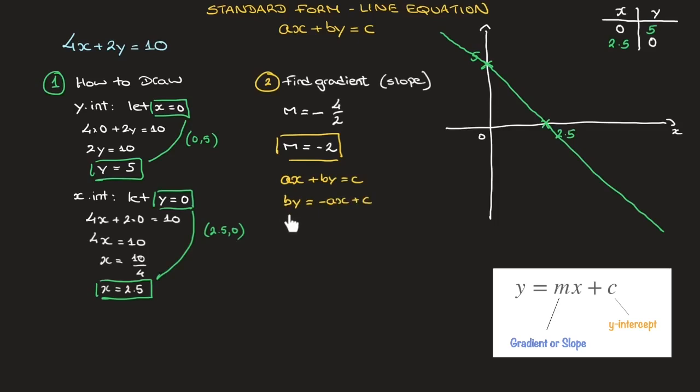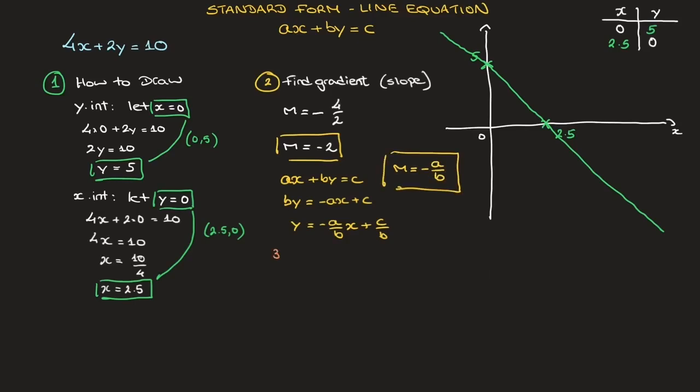Next, since the y is being multiplied by b on the left-hand side, I'm going to divide every single term by b. And that leads us to y is equal to negative a over b times x plus c over b. Now, comparing what we have here to the slope-intercept form, we can see that m, the gradient or slope, is negative a over b. And that will always be true. So as soon as we have the standard form ax plus by equals c, we can state without even thinking that the gradient or the slope m is equal to negative a over b.